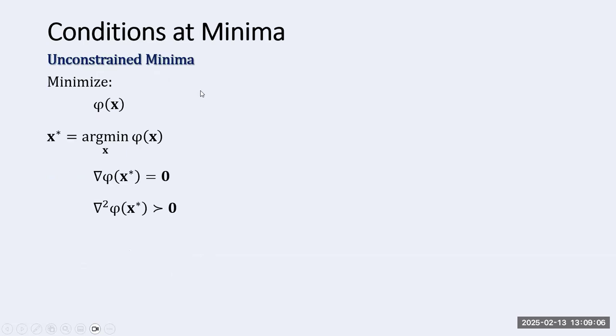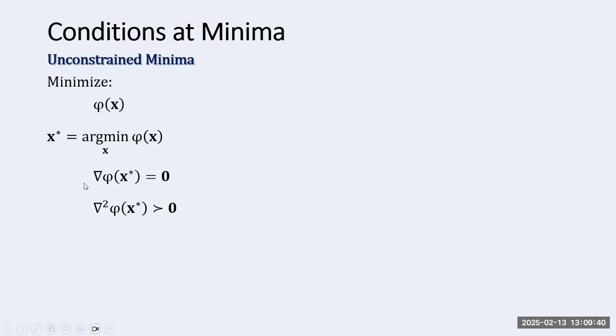So now this is what an unconstrained minimum looks like. You want to minimize a function, an unconstrained function in multiple variables. It's called a multivariate function. It's still a scalar function because phi of x is scalar. So it's a scalar multivariate function. X star, the star indicates the optimum, equals argmin of phi of X, right?